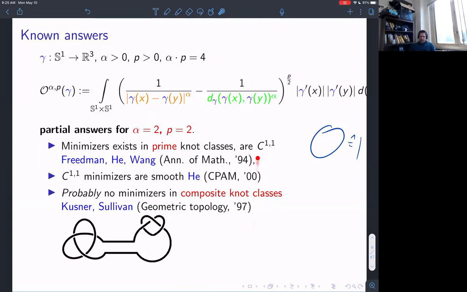And all of this is very similar to what you have in harmonic maps. You have generating homotopy classes where you have minimizers, and then you have composite homotopy classes where you actually have counterexamples for harmonic maps where you do not have minimizers. So the minimum energy is not attained. Okay.